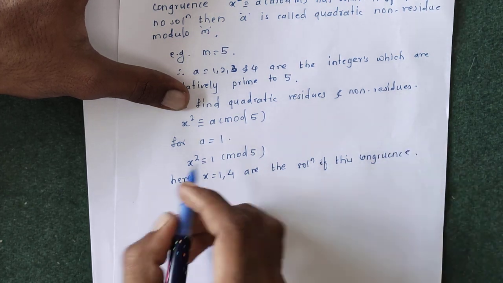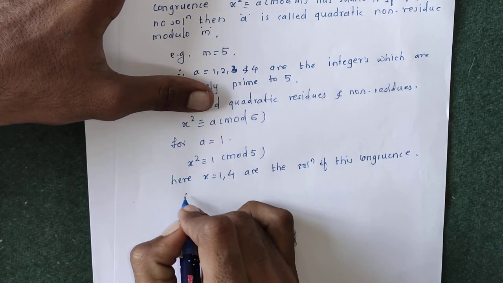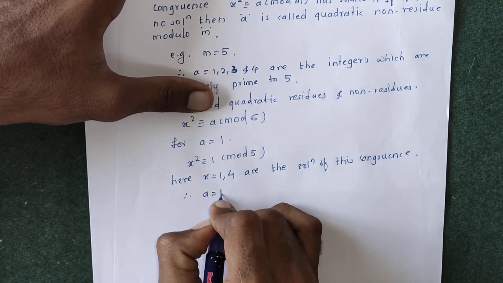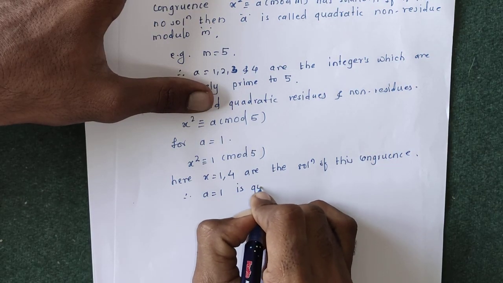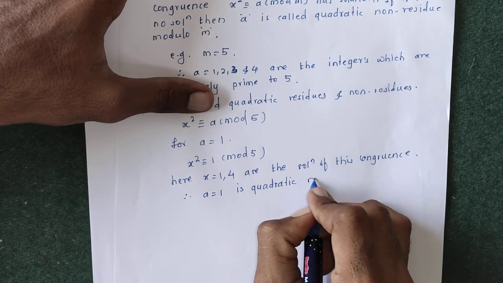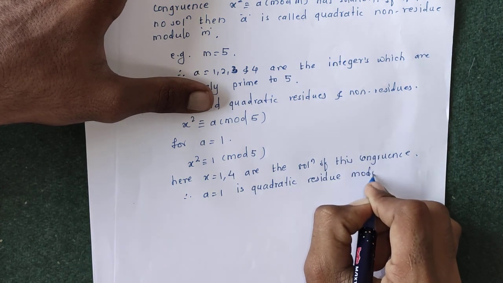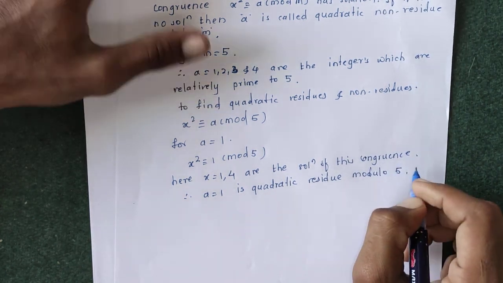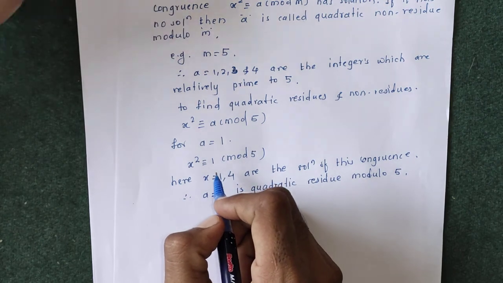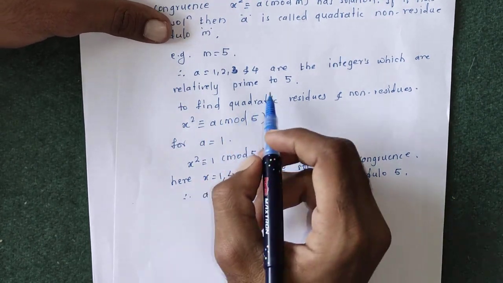So a is equal to 1 is a quadratic residue under modulo 5.